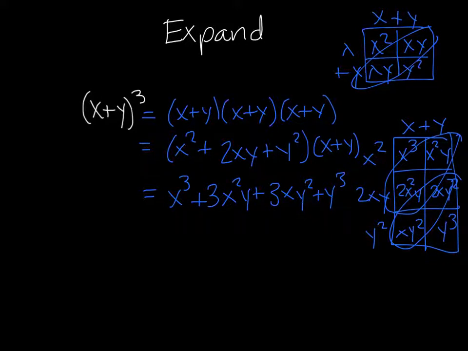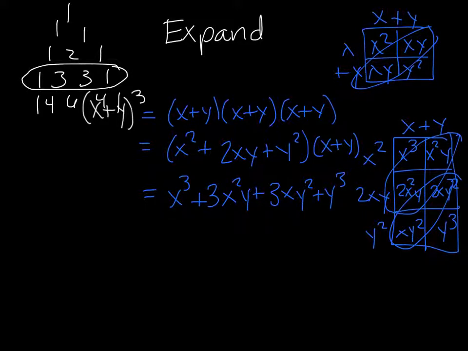I can use Pascal's triangle, and just to remind you, it's 1, 1, 1, 1, 2, 1, 1, 3, 3, 1. If you don't know where I'm getting these numbers, you should watch the other video. And because this is a cubed problem, I'm going to use the row with the 3 at the beginning. And so that's where the 1, the 3, the 3, and the 1 come from. Okay, well, what about the rest of it?